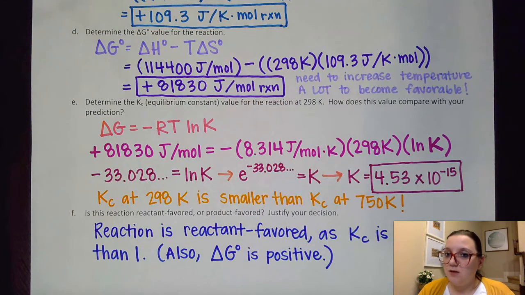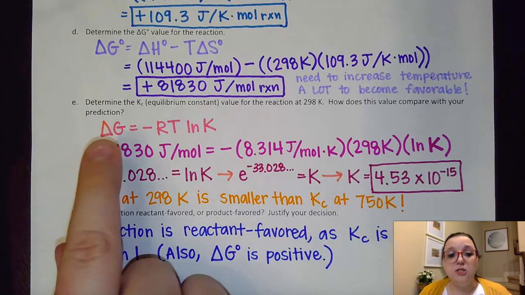Now, I know that was a little bit extra than what you had to do here, but I thought I would go ahead and talk about that since we're actually seeing the mathematical application of that thought process. So finally here, they wanted us to calculate the Kc, the equilibrium constant value for the reaction at 298 Kelvin.